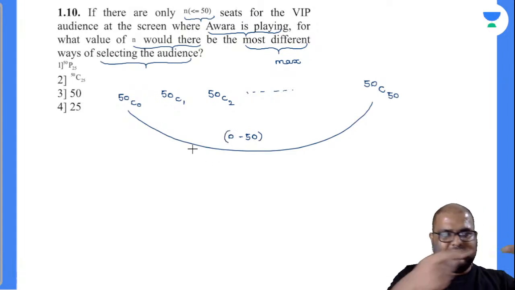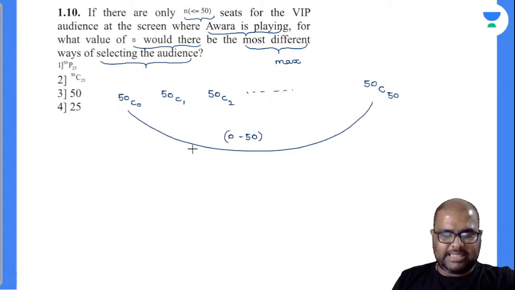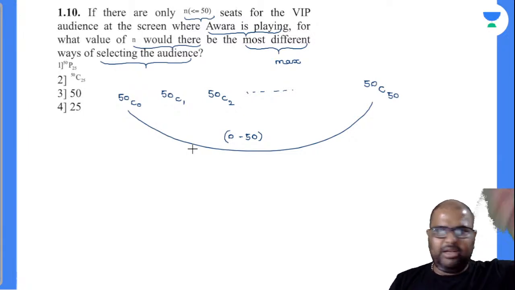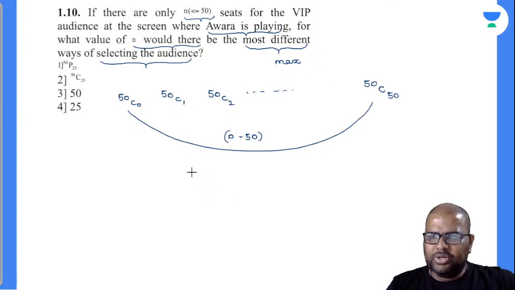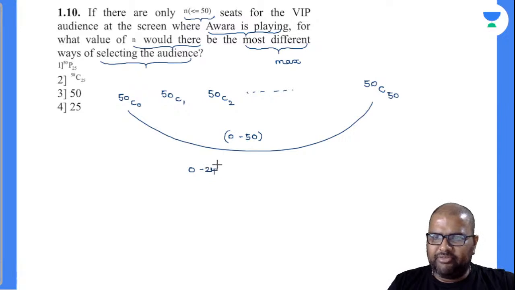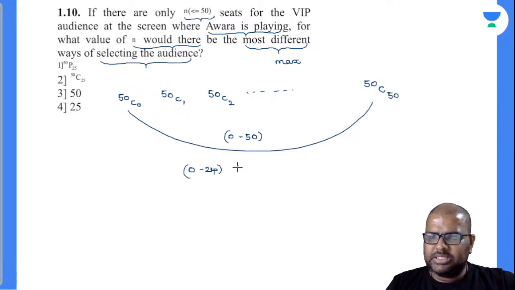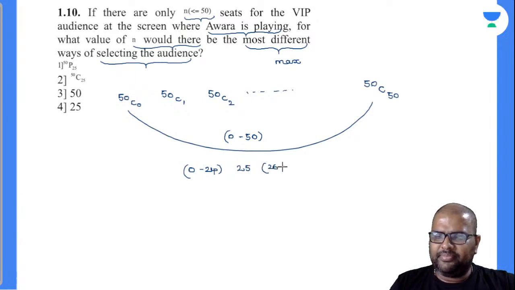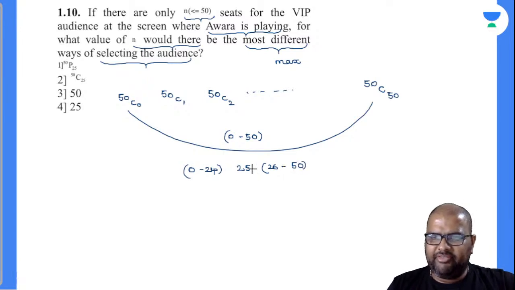Now, as I said, this is nothing but a row of Pascal's triangle. In any row of Pascal's triangle, the exact middle value will be maximum. Am I right or wrong? So let's suppose 51 values will be there. I'll take this as 0 to 24. This is 25, and automatically 26 to 50 will again have 25 values. 25, 25, 50, and this is the middlemost value. So your answer should be 50C25.